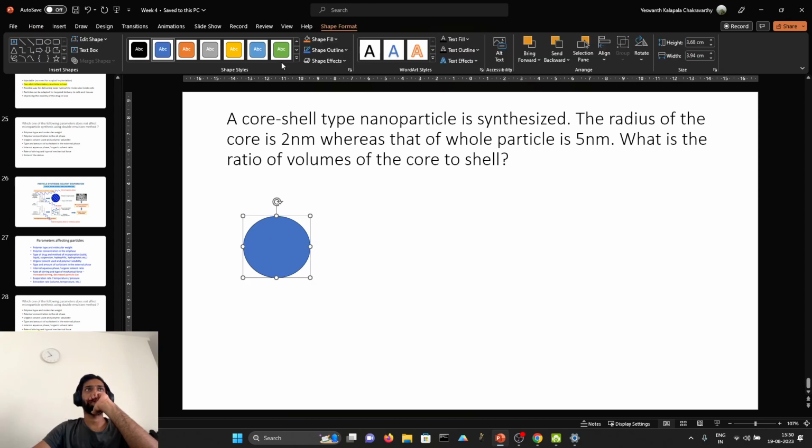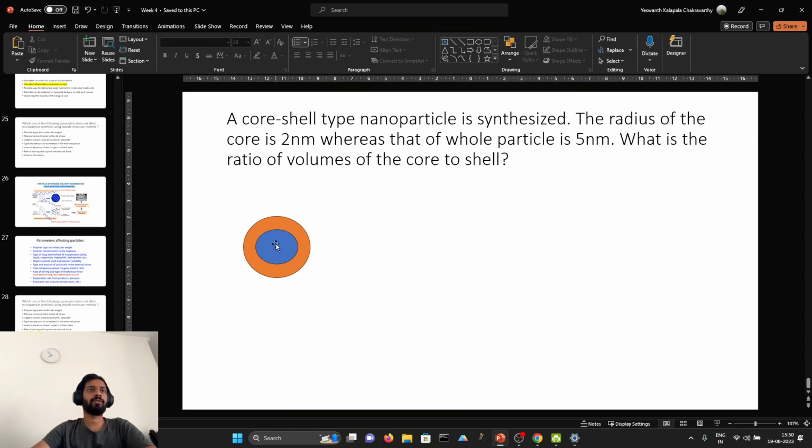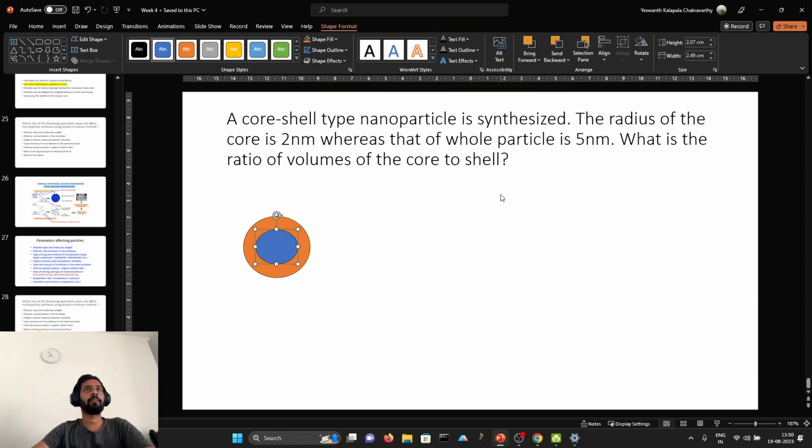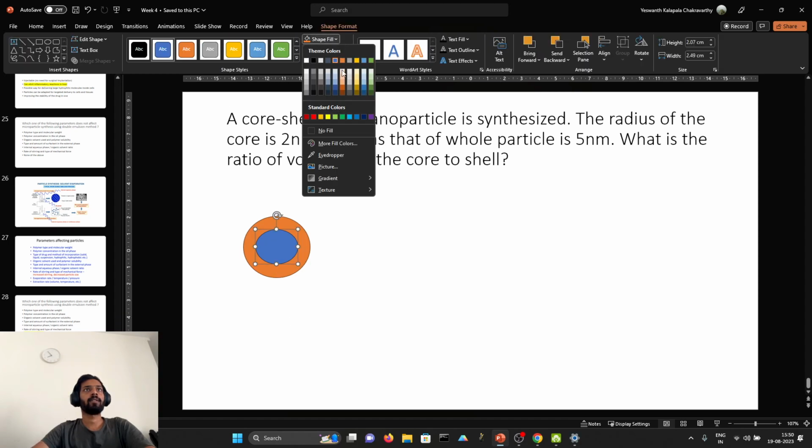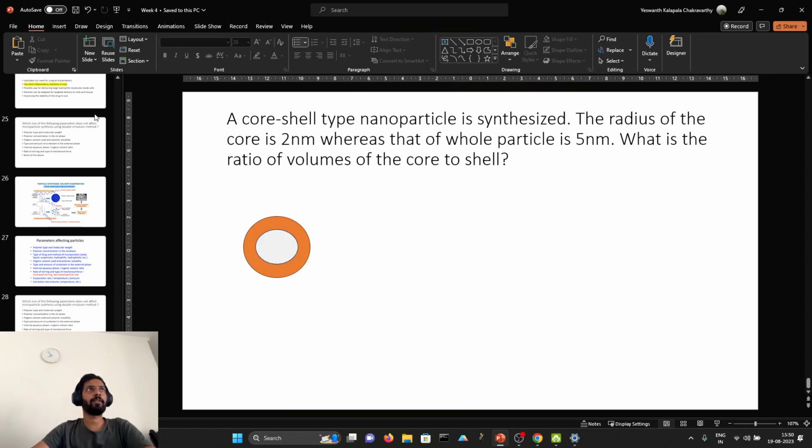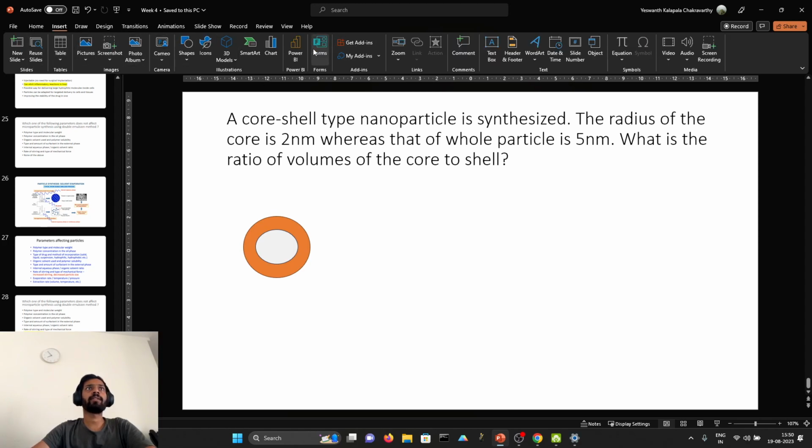Okay, so let's try to solve this. Basically they're saying it's a core shell nanoparticle, right? I don't have the answer, so we'll solve it and we'll see what the answer is. So this would be a core shell nanoparticle. Basically, this is hollow, and this is the ring. So this is a core shell nanoparticle. Now what they're saying is, I can draw.